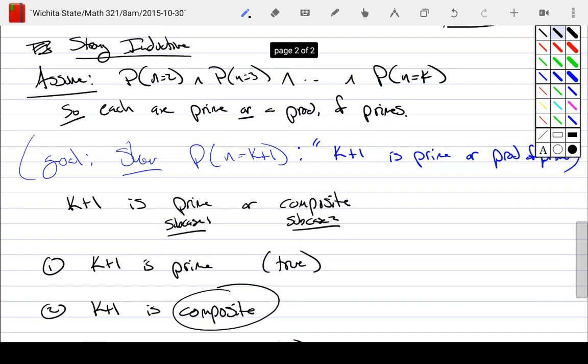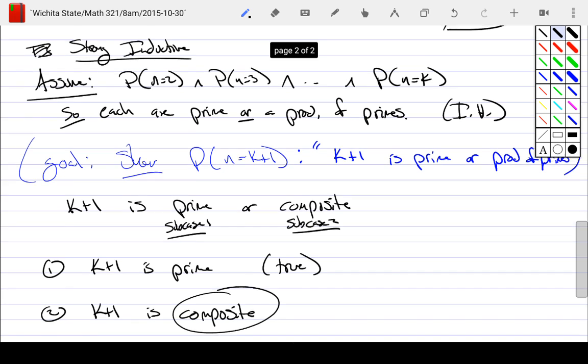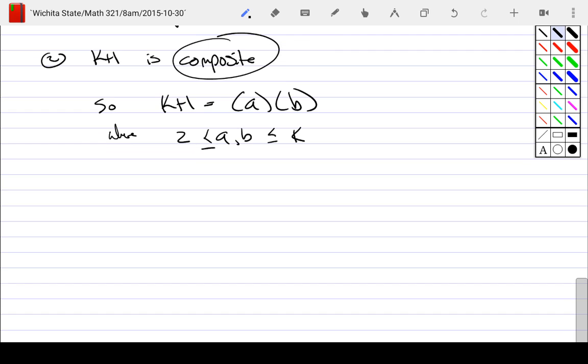Well, this is my inductive hypothesis. All numbers from 2 to k are what? Prime or a product of primes. What does that tell you about A and B? Either prime or a product of primes.